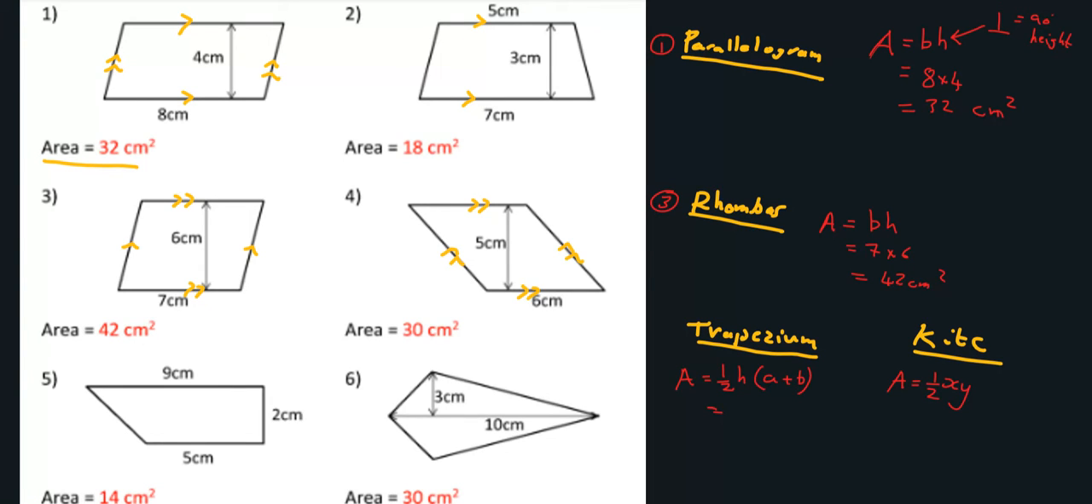For the trapezium, let's do question 5. We've got half the height, which is 2, and 9 plus 5. If we multiply those together, we get 14 centimetres squared. Now, if we had decimals, we need to add an appropriate degree of accuracy. And you need to refer to the question for that, whether it's the nearest whole number, 1 decimal places, 2 decimal places, or significant figures. Okay, the kite, which is question 6.